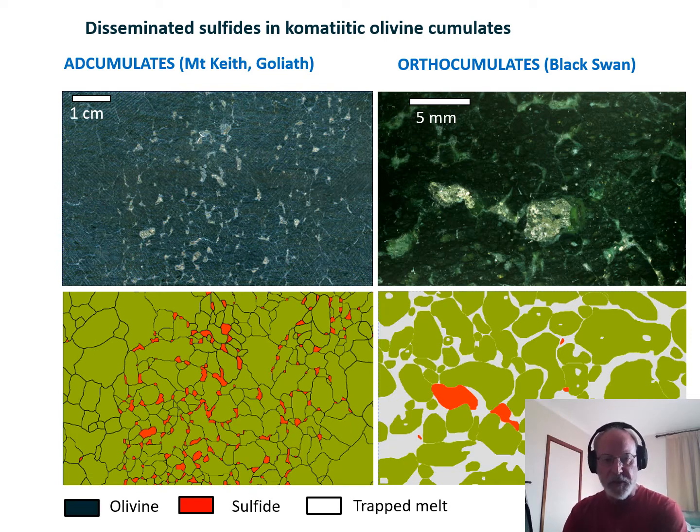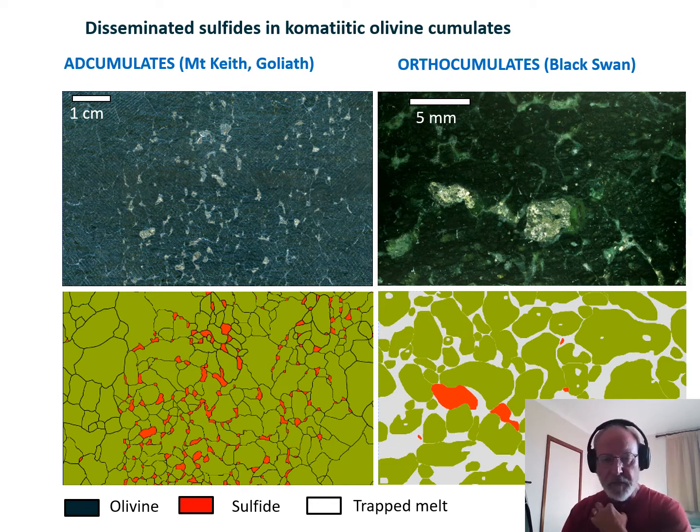Now, an adcumulate is a rock which forms purely by accumulation of crystals, and in this case sulfide liquid as well, but none of the original silicate liquid is left behind in the rock. So all we've got there is just olivine crystals and sulfide liquid, no silicate liquid. That's the adcumulate. On the right hand side, the orthocumulate, we've got the sulfides shown in red. The olivine crystals are in green.